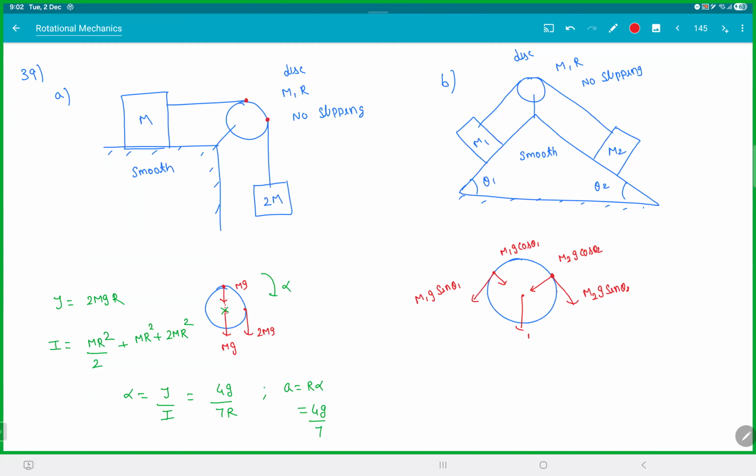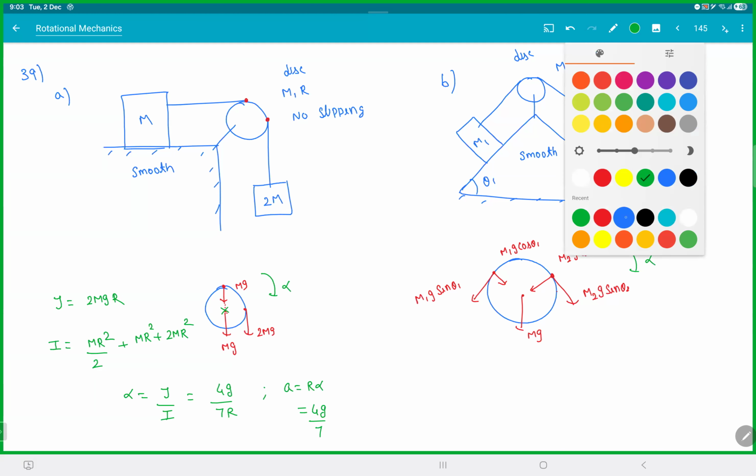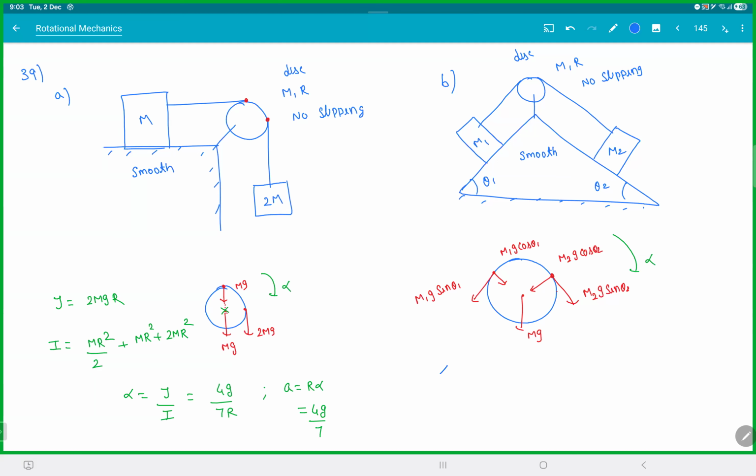Your own weight, capital Mg. And let this rotate with alpha. So I'm taking alpha clockwise, so that is positive. So alpha will be torque m2g sine theta 2. That guy is supporting.